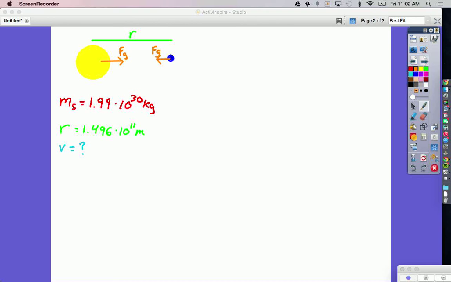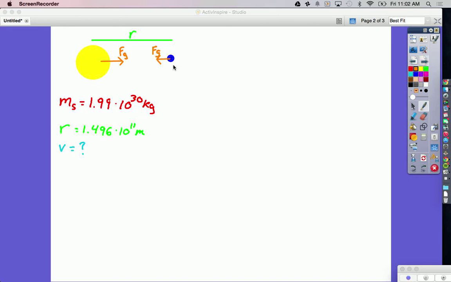How fast is the Earth moving in space right now in our orbit around the Sun? That's the question. And in this problem, we were given the mass of the Sun, 1.99 times 10 to the 30th, and we know how far away we are from the Sun, 1.496 times 10 to the 11th meters, and we are trying to figure out, well, how fast are we going?